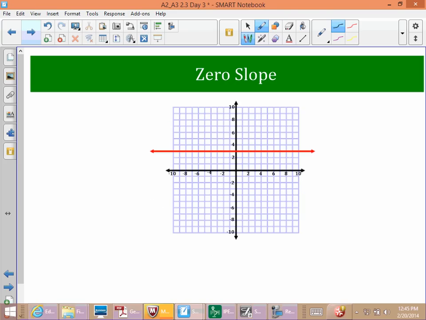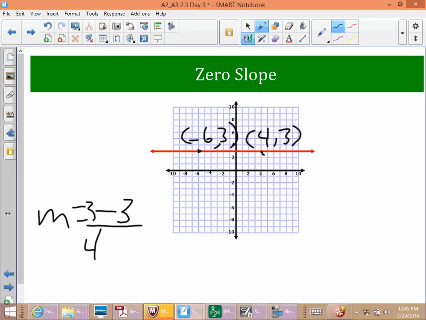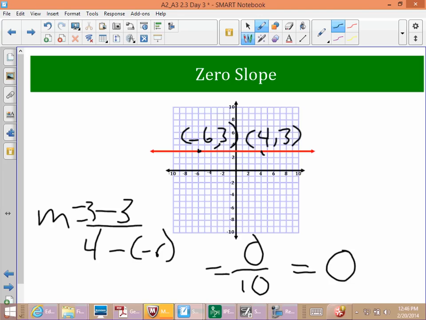Okay, same thing for 0. So let's just choose these 2 points here. I'm going to choose (4, 3), and then I'm going to choose (-6, 3). Once again, formula for slope. m is equal to 3 minus 3 over 4 minus a negative 6. All right, so this reduces. 3 minus 3 is 0. 4 minus a negative 6 is 10. 0 divided by any number is 0. So we know that slope is 0.